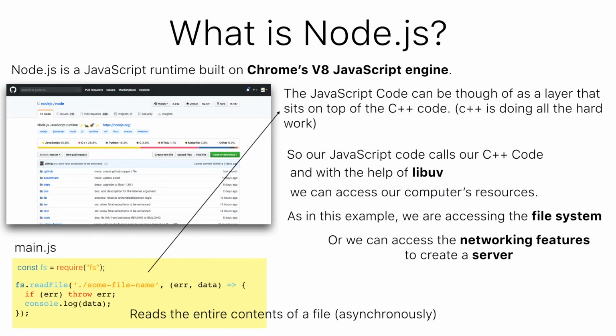And as I just mentioned, we can access the networking features to create a server. And to do this, we would just have to require the HTTP module, and we can start creating our own server. And so typically, this is why people want to use Node.js or want to learn how to use Node.js, because it makes it so easy to create a server, aka a RESTful API. So again, the JavaScript code that we wrote in main.js, behind the scenes, it is calling our C++ code, and with the help of libuv, we can access our computer's resources.